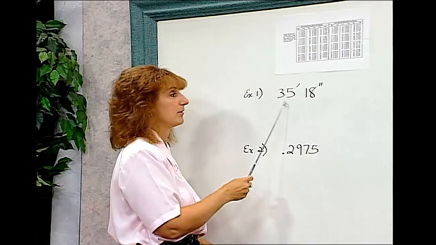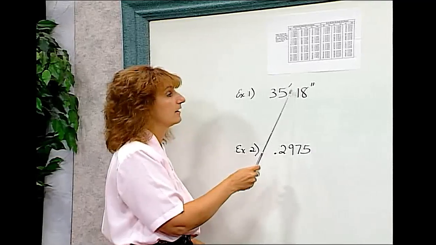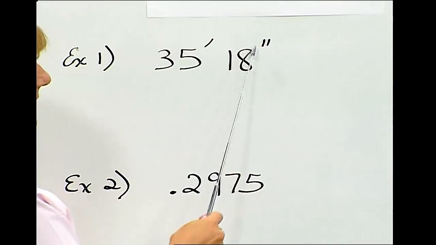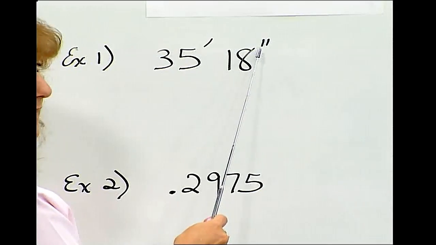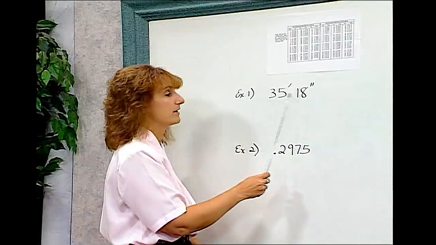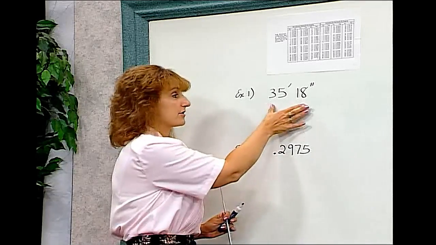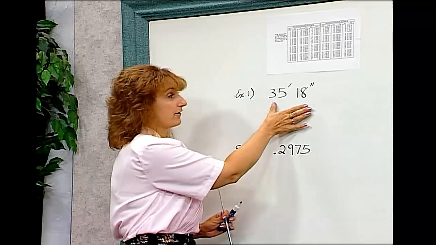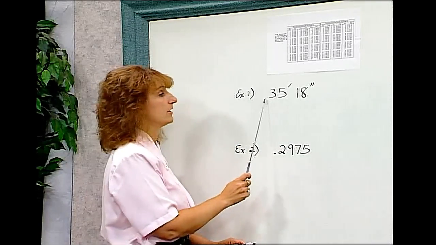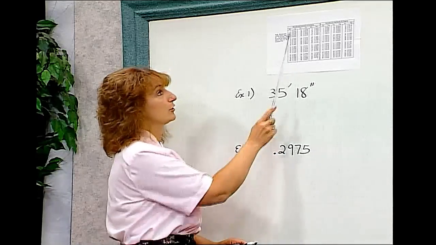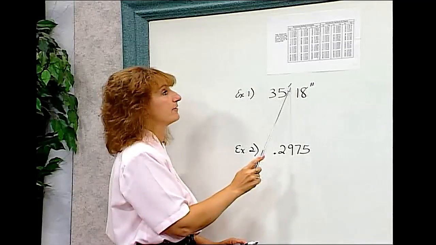Let's look at this problem, 35 minutes. Here's our symbol for minutes, 1 line, and 18 seconds, that's our symbol for seconds, 2 lines, like a quotation mark. We want to change this into a decimal degree. What part of 1 degree is 35 minutes, 18 seconds? The first thing I'm going to do is use the minutes. And I'm going to look at the minutes part of my chart and look for 35 minutes.